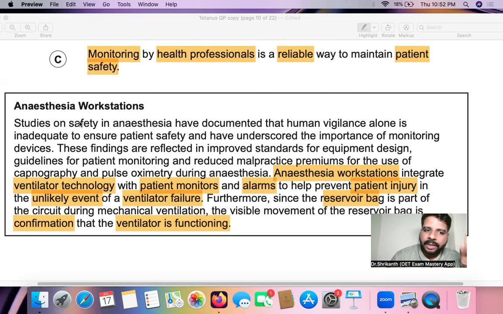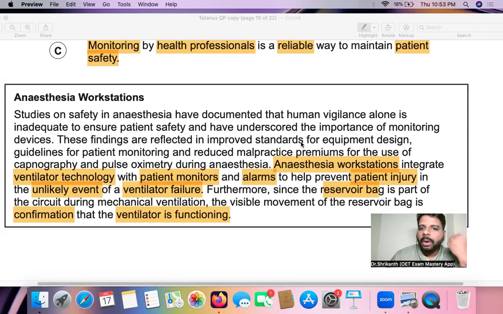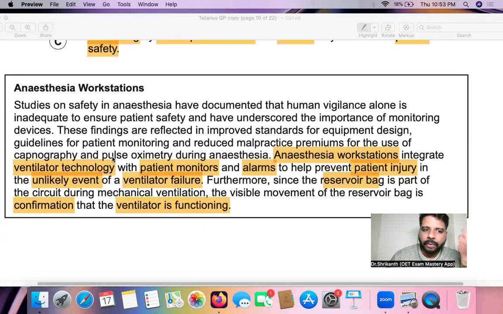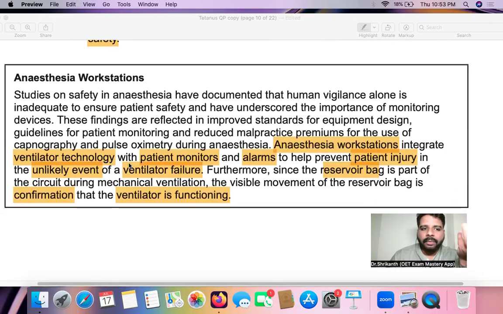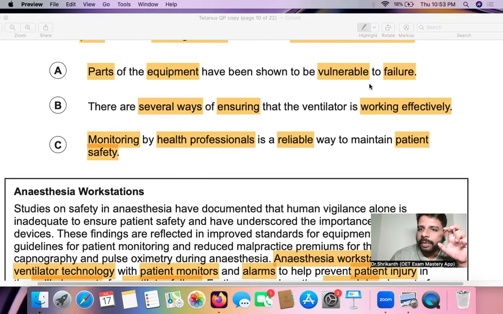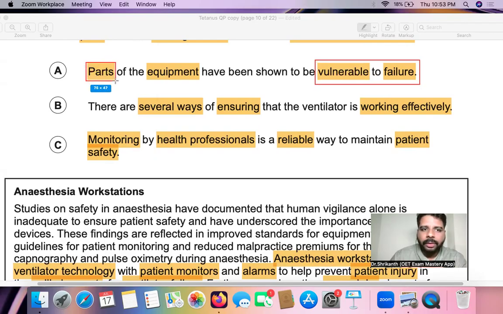Do you see anything? Here they're saying studies on anesthesia have documented human vigilance is inadequate. These findings reflect on improved standards for equipment. So improved standards is important. Patient monitoring for this. And then with the help of technology, patient monitors and alarms, we can prevent patient injury and confirm whether the ventilator is working or not. See what the verb is over here? Parts of the equipment have been shown to be vulnerable to failure. This is the verb, and these are the keywords.